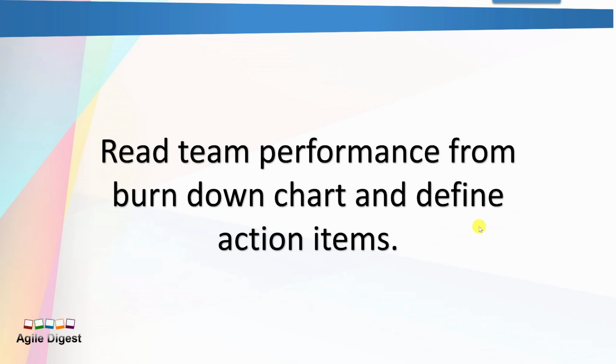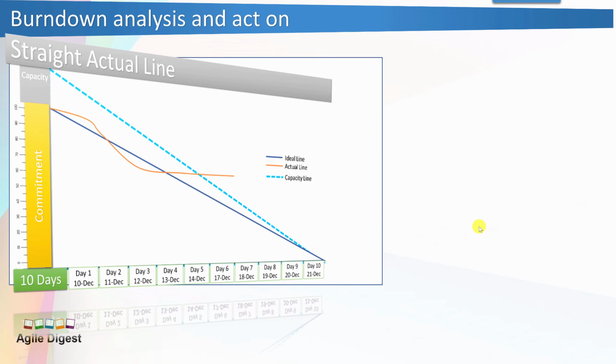Now we'll talk about the team performance from the Burndown chart and defining action items. We'll see how the Burndown chart is, and based on that we analyze it and take action. Sometimes we can take the action within the sprint, or we can treat it as a lesson learned and change our practice of work from the upcoming sprints. So let's see, this is one situation where I can see a straight line going on.